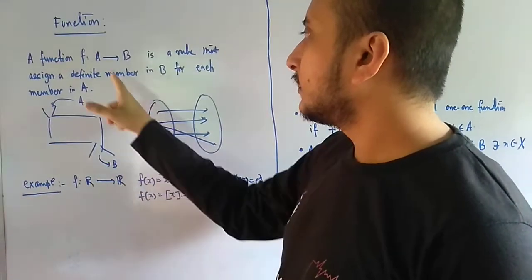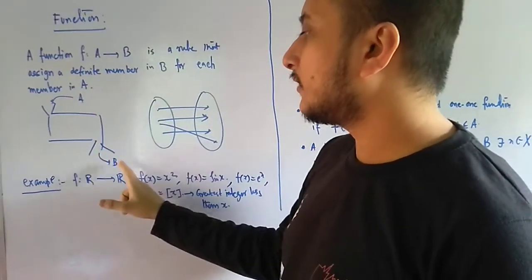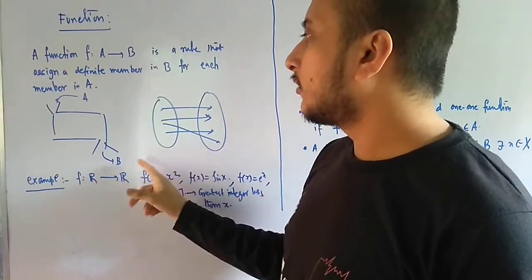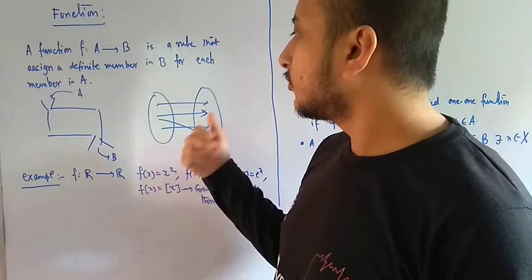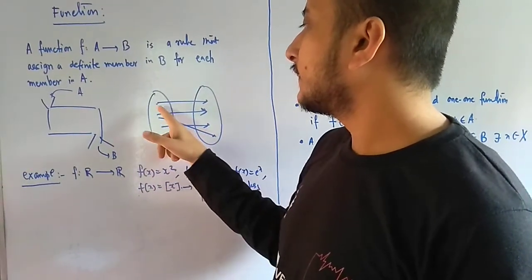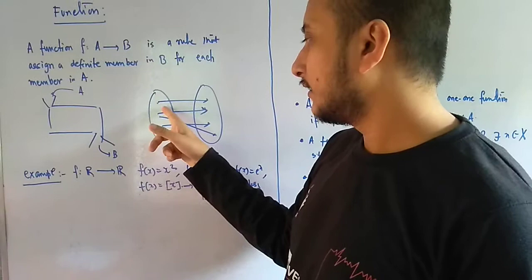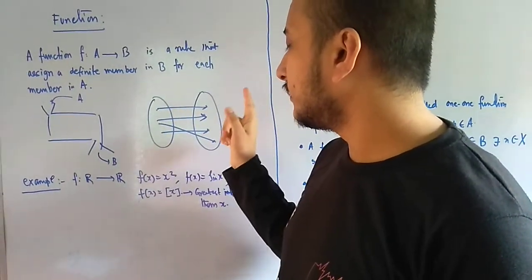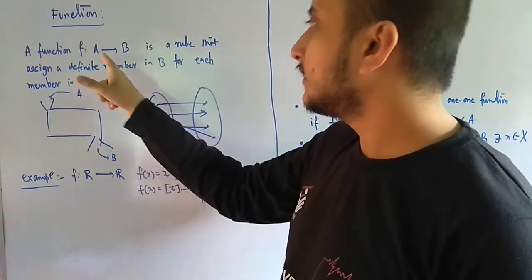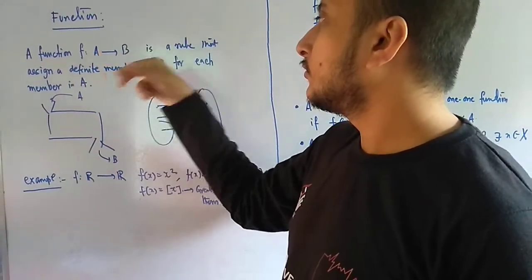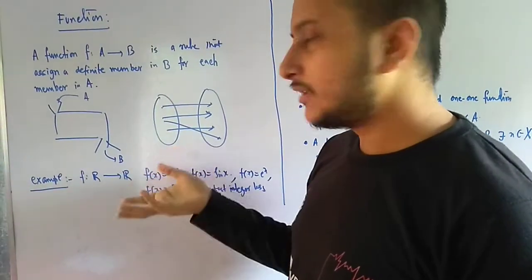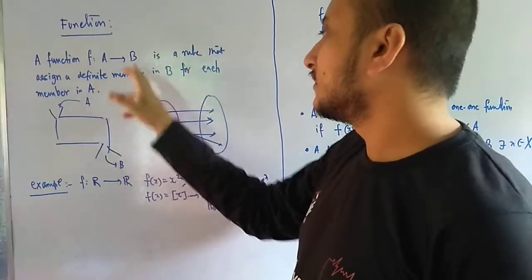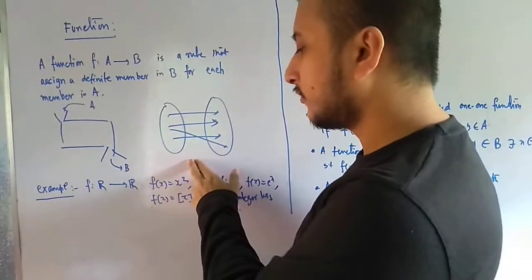What is the rule? For each input, you have to have an output in the set B, and you cannot have two or more outputs for a single input from A. So you have to have one output for each input from A. In mathematical language, we say that every member has an image. This set is called the image set of the function, and this is called the pre-image.